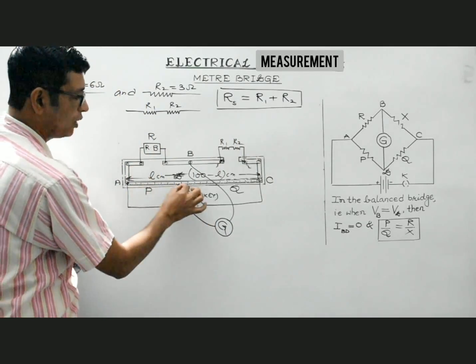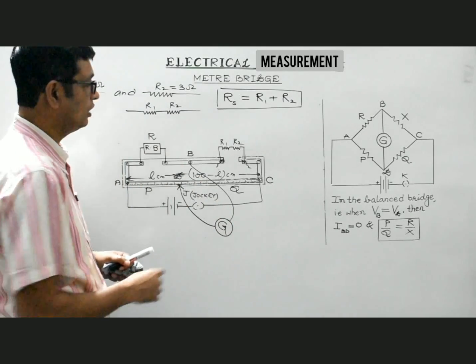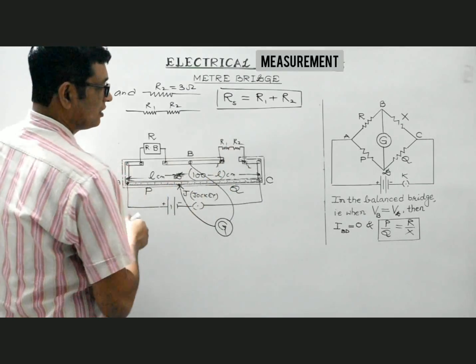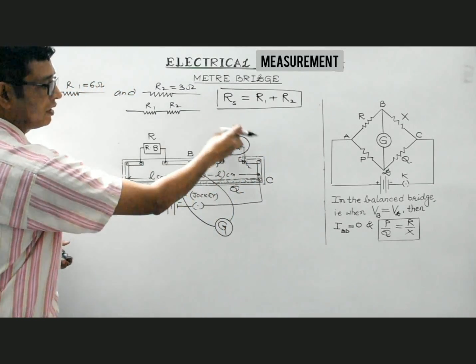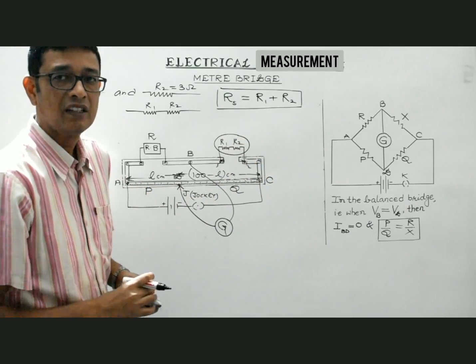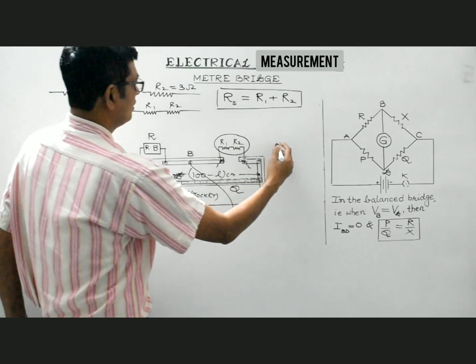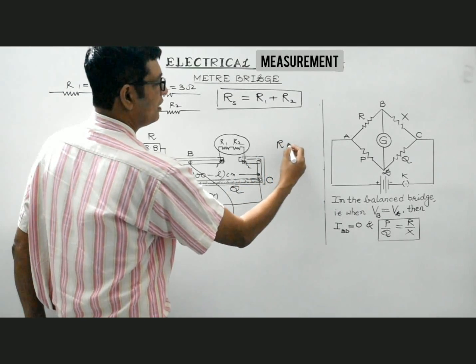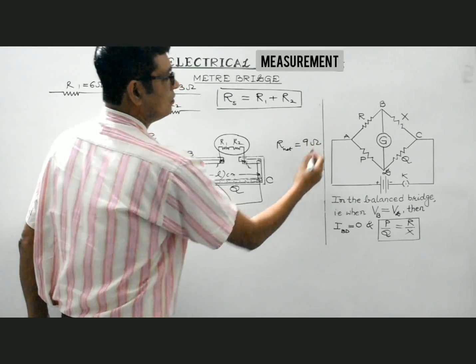So at a particular point, what happens is the galvanometer will show zero deflection. So the value of this entire grouping, the net resistance which is put in the gap on the right hand side, can be easily determined. Suppose the result obtained is found to be 9 ohm.